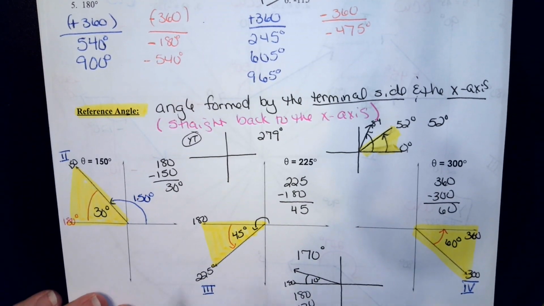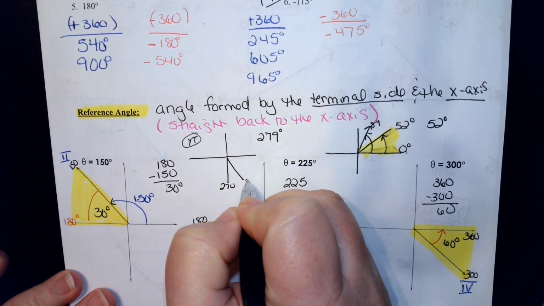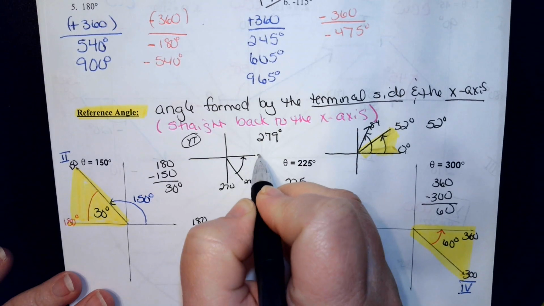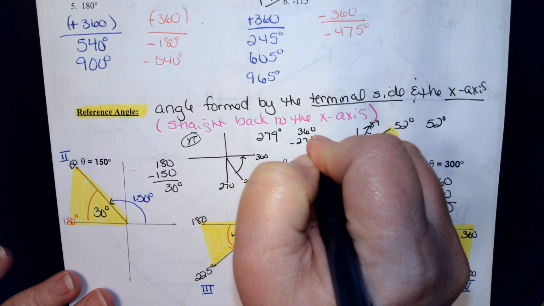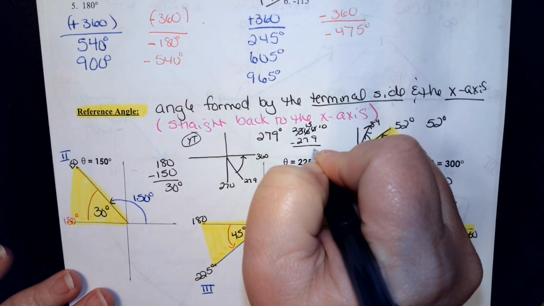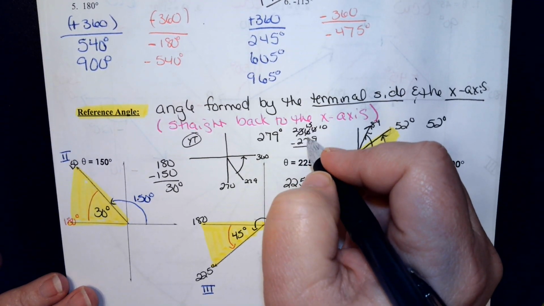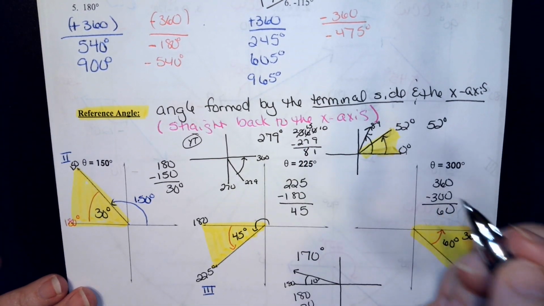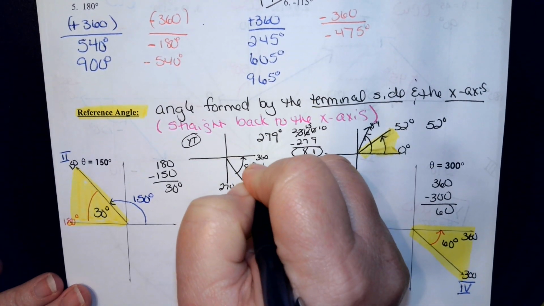Alright, so let's see how you did. 279, well this is 270. 279 is going to be right about here. So going from the terminal side to the x-axis, well that would be 360 right there. So 360 minus 279. So let's see. 10 minus 9 gives us 1, and 15 minus 7 gives us 8. So that would be 81 degrees. So your reference angle would be 81 degrees.